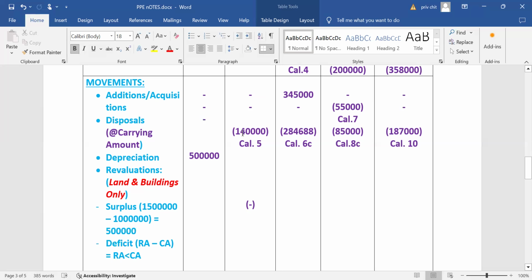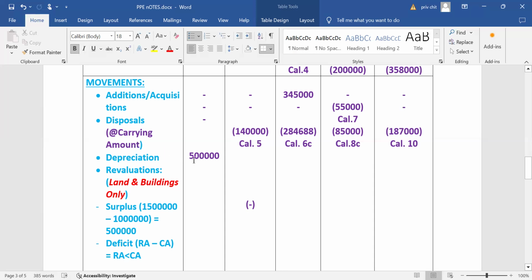But what you input in the column for the asset that has been disposed, you have to put the carrying value of that asset on the date of sale. I repeat, anything that you put under the line item disposals, for an asset that is being disposed, please make sure that you put the value at its carrying value or the carrying amount on the date of sale.